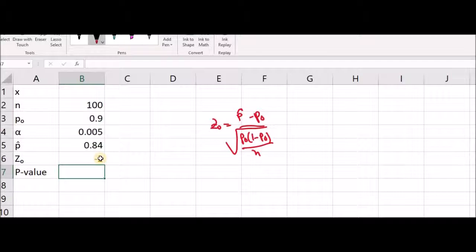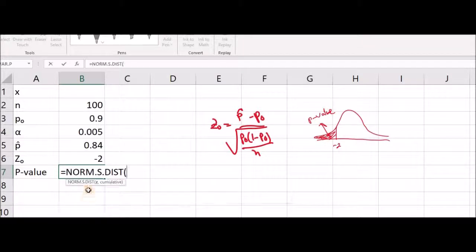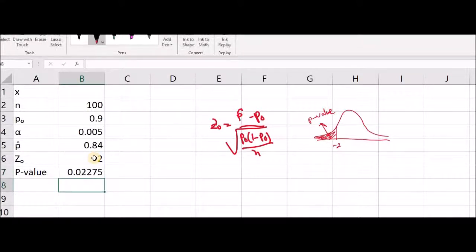Now let me draw the region and then I will compute the p-value. Since this is a left tail test, the area we're looking for, which is the p-value, is the area to the left of -2, which is z0. So we want to find this area. To find this area, we're going to use the function NORM.S.DIST. So I'm going to go ahead and compute that right there. NORM.S.DIST of the z-value, comma, TRUE. And that is going to be the p-value.